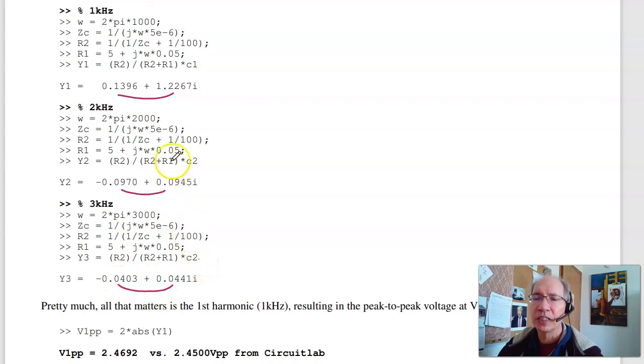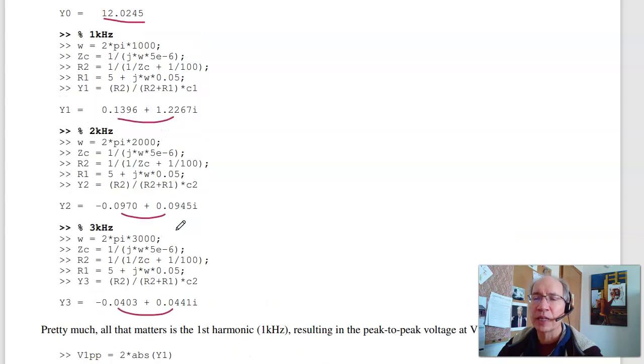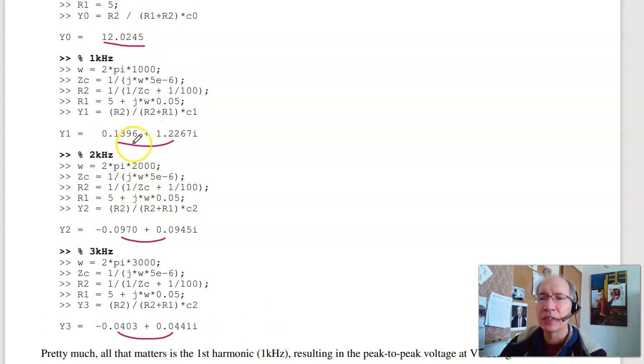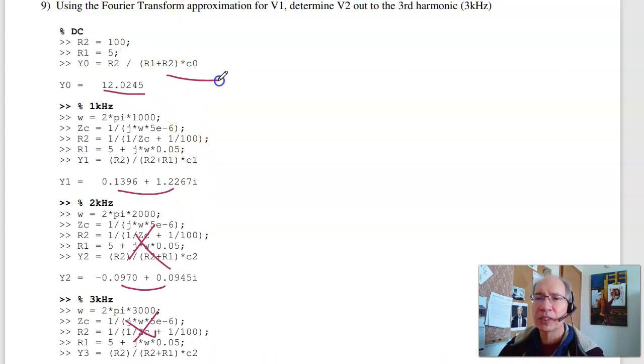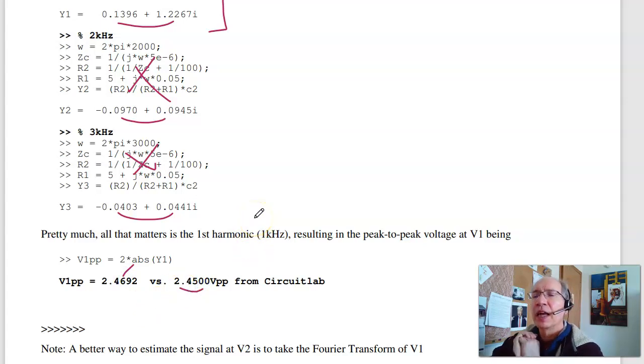When it's all said and done, combine them all together. I get the actual output. If you notice, the second and third harmonic are small. If I ignore them, I'm pretty close, just including the DC term and the first harmonic. That says just including those two. The AC part is 2.46 volts peak to peak. Circuit Lab said 2.45. And notice that when you use Fourier transforms, the answers are really close. It's a lot of work, which is why we don't do it. But if you do use Fourier transforms, you do get the right answer.